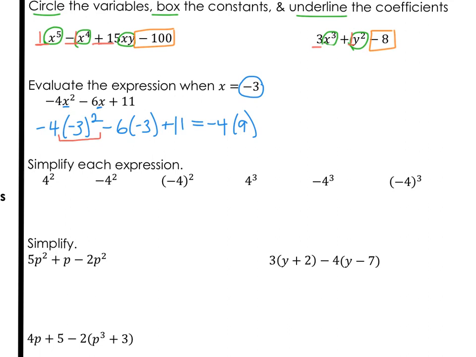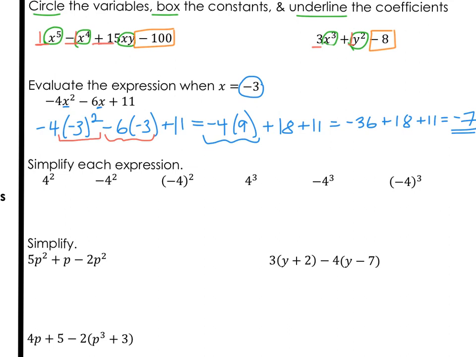For that second term, we have -6 times -3. So I'm just working from left to right on this. Here we're multiplying two negatives together. That's going to change our sign to +18. And then we've got that +11. Now what we have left is multiplying. -4 times 9 is -36. If we add 18 to that, and then add 11 more, we end up with -7 as our end result. This is the kind of work I would look for on the non-calculated portion of any assessment.